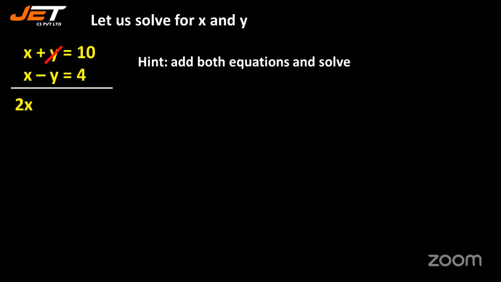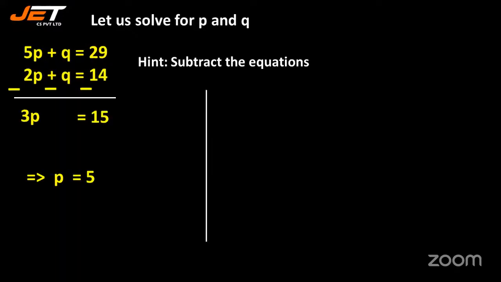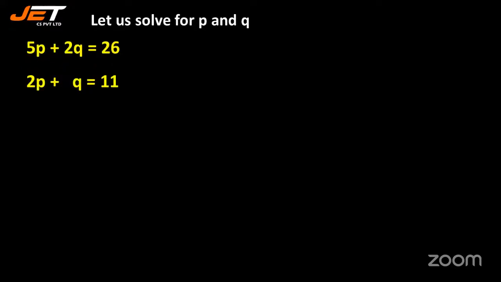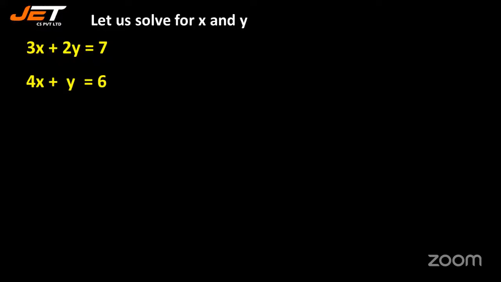All right. So this was done, right? Next question we are just proceeding with. So we have 3x plus 2y is equal to 7. 4x plus y is equal to 6, right? Yes. Fine. So now how do we solve this?